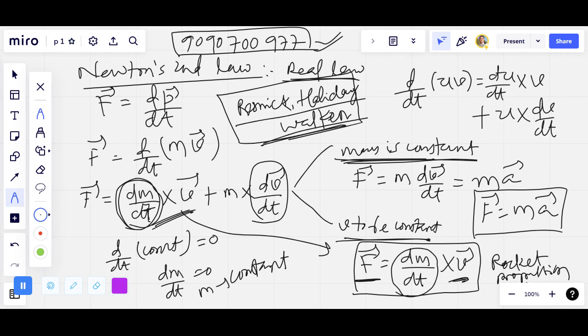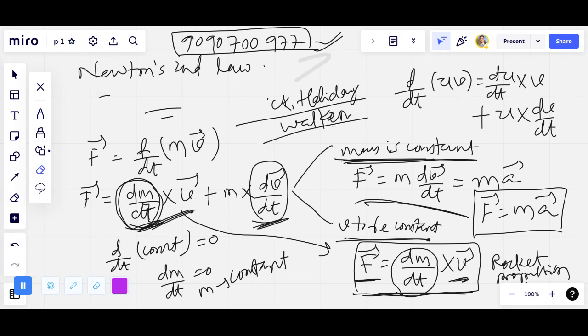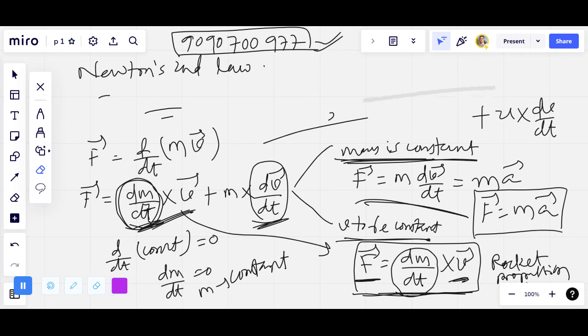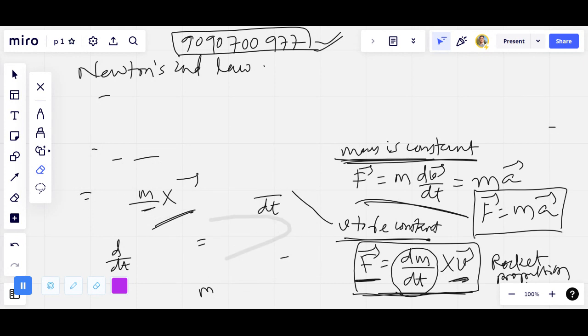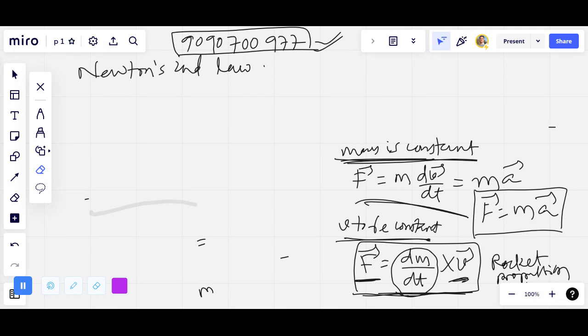Okay, so now you have understood that if I take mass to be constant, I will get Newton's second law, that is F equal to ma. If I take velocity to be constant, I get F equal to dm by dt into v, because dv by dt will be 0. So this is rocket propulsion. Now quickly I'm moving to Newton's second law, and let me discuss a little bit about rocket propulsion too. If you want, I can summarize this once again for your better understanding.